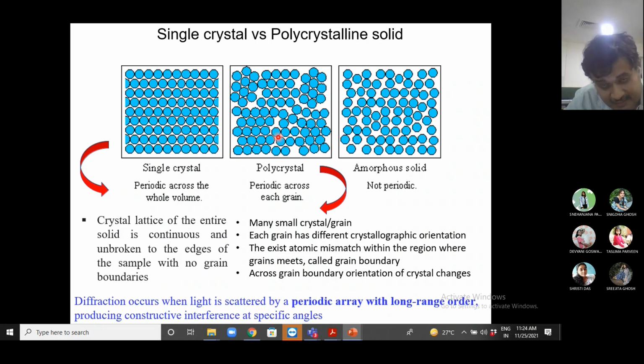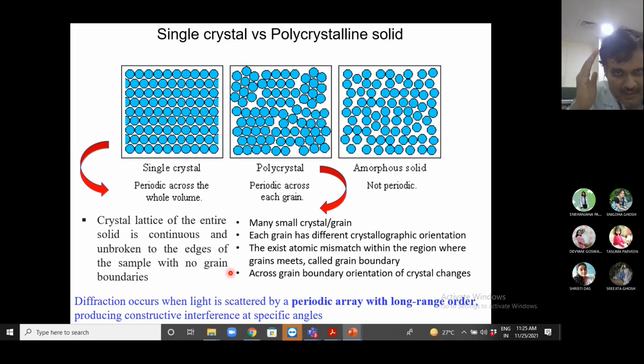Membrane can have various states. Again, I'm going to take that at the last, but I'm telling you membrane also can be analyzed by X-ray crystallography, and in that case we will be encountering a situation which is not a pure crystal but a polycrystal, and there exists atomic mismatch within the region where the grains meet. It is called the boundary, and across the grain boundary the orientation of the crystal will change.